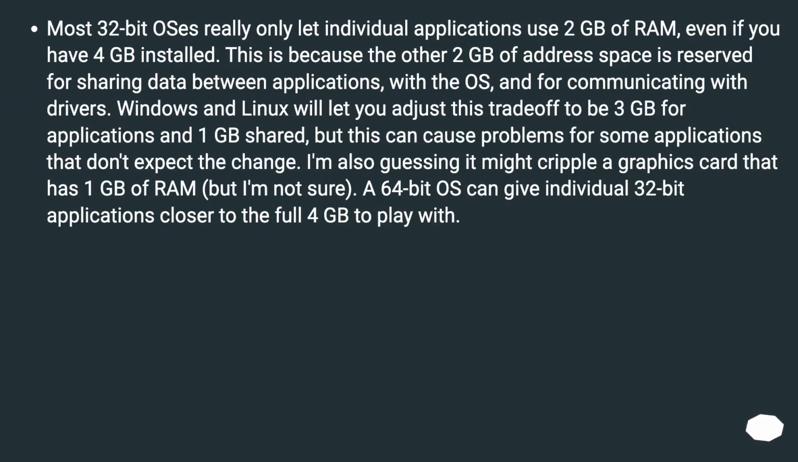Most 32-bit OSes really only let individual applications use 2 GB of RAM, even if you have 4 GB installed. This is because the other 2 GB of address space is reserved for sharing data between applications, with the OS, and for communicating with drivers. Windows and Linux will let you adjust this trade-off to be 3 GB for applications and 1 GB shared, but this can cause problems for some applications that don't expect the change. I'm also guessing it might cripple a graphics card that has 1 GB of RAM, but I'm not sure.